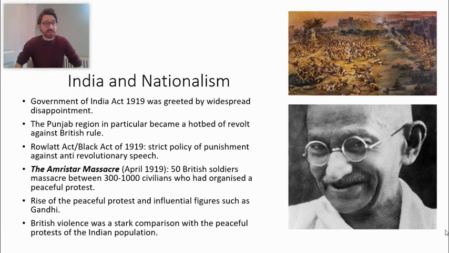And in April 1919, there was something known as the Amritsar massacre, where only 50 British soldiers managed to kill between 300 and 1,000 civilians, depending on which sources you choose to believe. And this is in direct response to the peaceful movements of people like Mahatma Gandhi. And that's when you start to see widespread disillusionment with the British and how they conduct themselves.